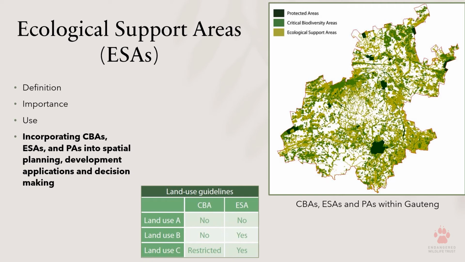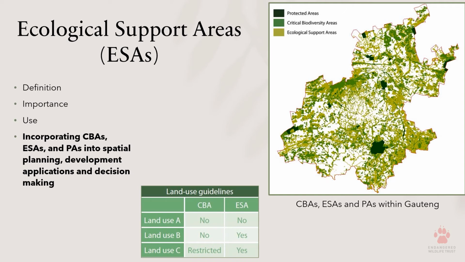These maps are the biodiversity sector's input into decisions on appropriate land uses. There are two main ways that these maps should be used. Firstly, to inform spatial planning that shows the desired future land uses of the land, such as spatial development frameworks. And secondly, in decision-making in response to development applications, such as environmental authorizations.